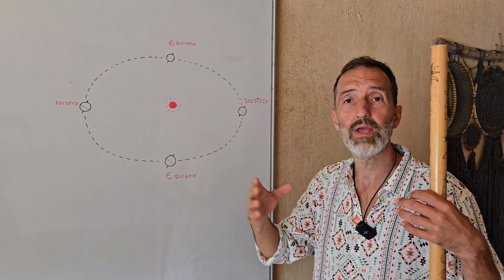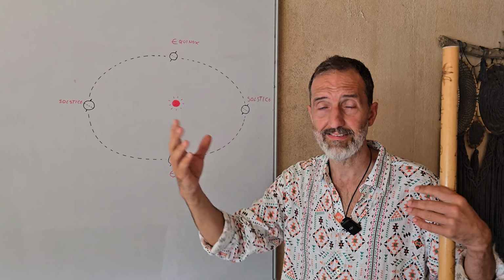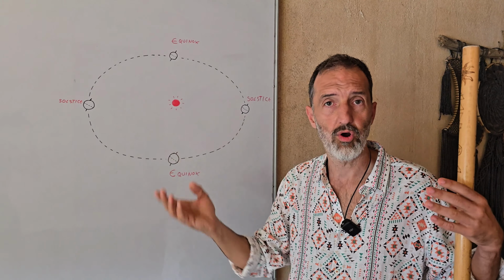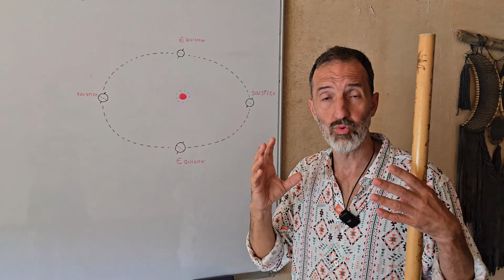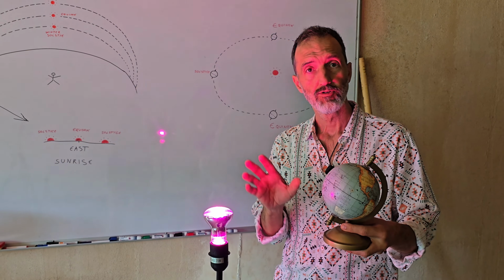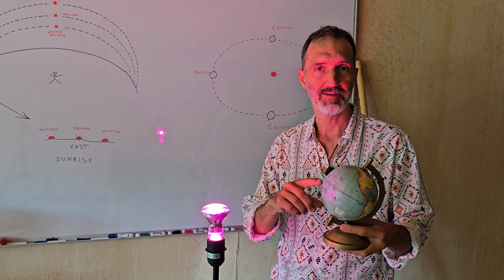And that is why we have a different duration of the day, of the sunlight during the whole year. But now let me show you this to understand a little bit better. So let me show you like this. Imagine that this is the Sun and this is the planet Earth.